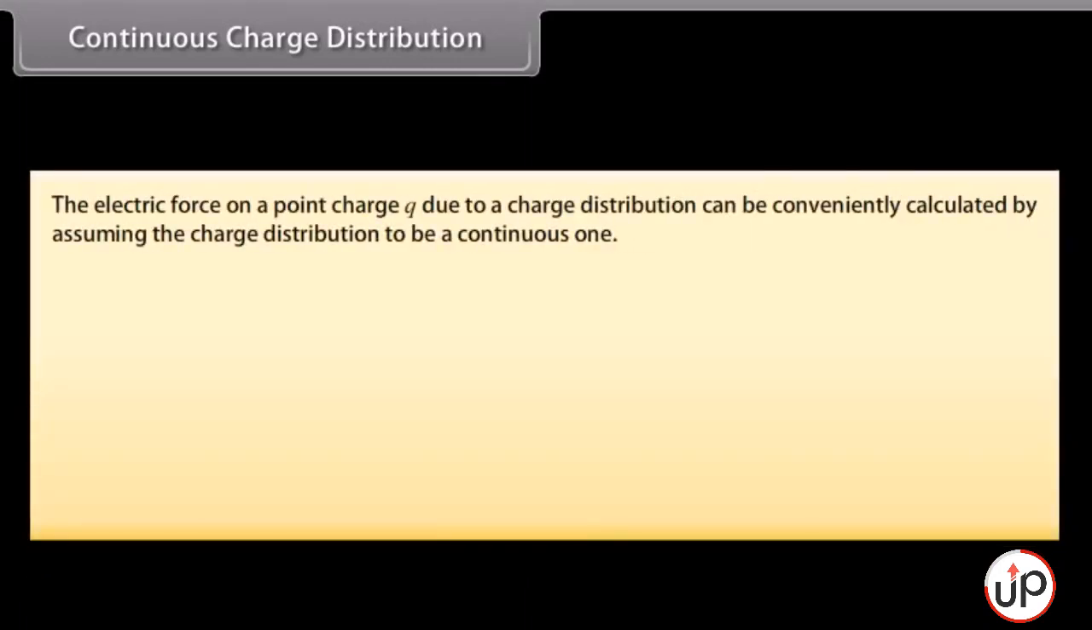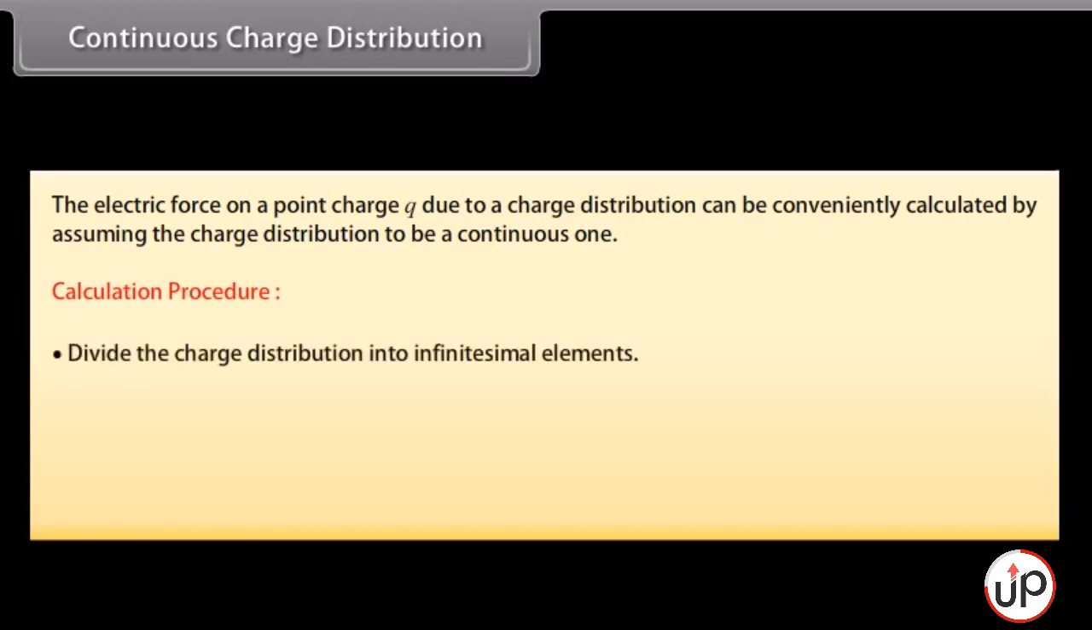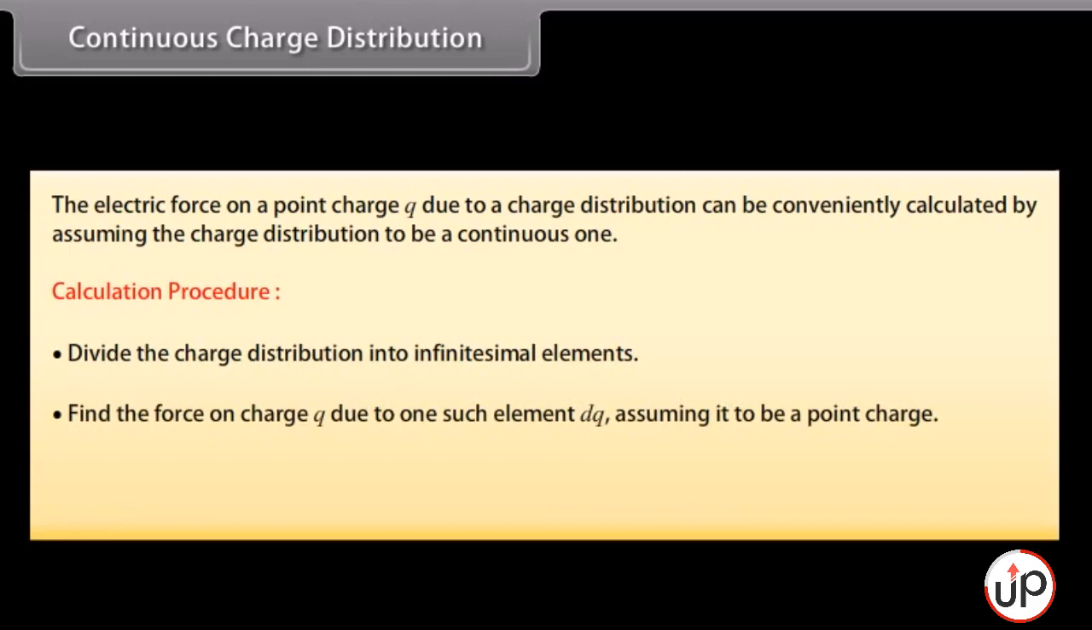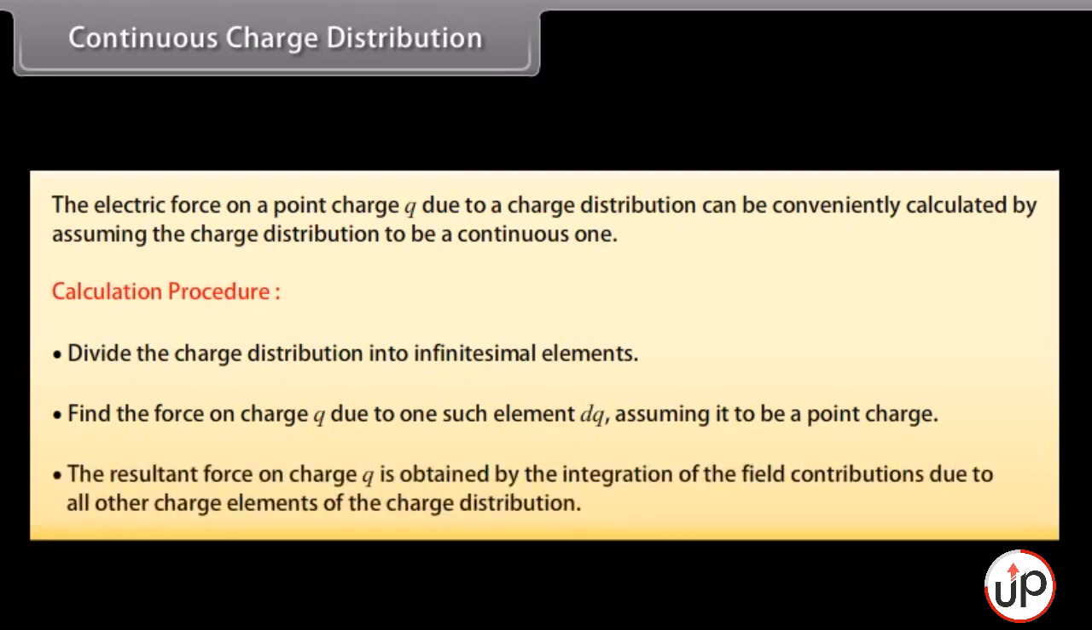Continuous charge distribution. The electric force on a point charge Q due to a charge distribution can be conveniently calculated by assuming the charge distribution to be a continuous one. Calculation procedure: divide the charge distribution into infinitesimal elements. Find the force on charge Q due to one such element dq, assuming it to be a point charge. The resultant force on charge Q is obtained by the integration of the field contributions due to all other charge elements of the charge distribution.